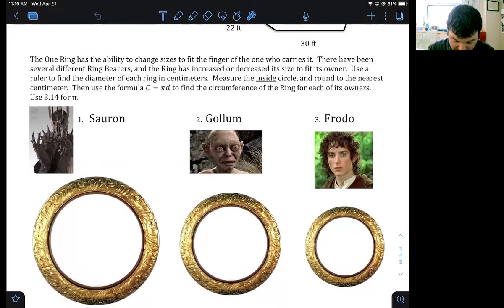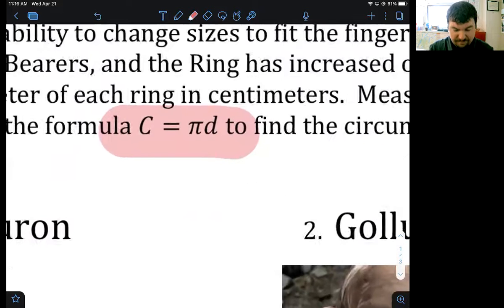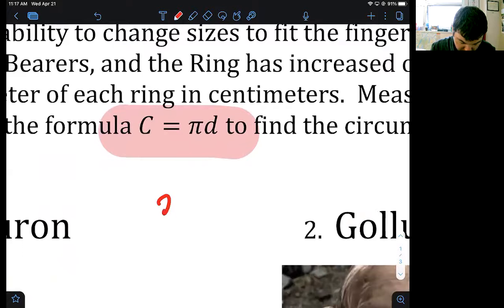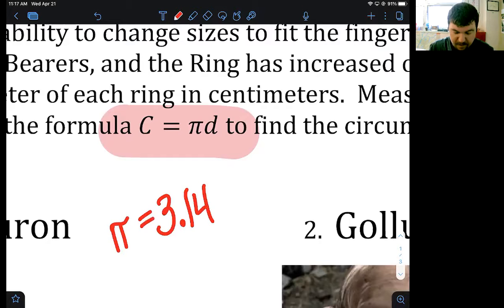Okay, so here we have the circumference formula. C equals pi times d, pi times diameter. Remember, we're using 3.14 for pi. So in order to find out what the circumference is, you need to know what the diameter is. And remember, the diameter goes all the way through the circle, from one point of the circle through the center, all the way to the other side of the circle.